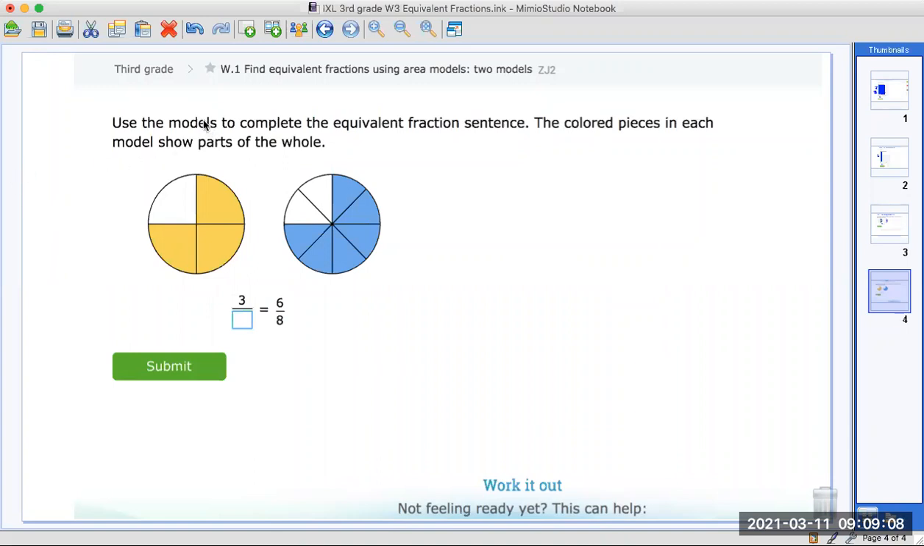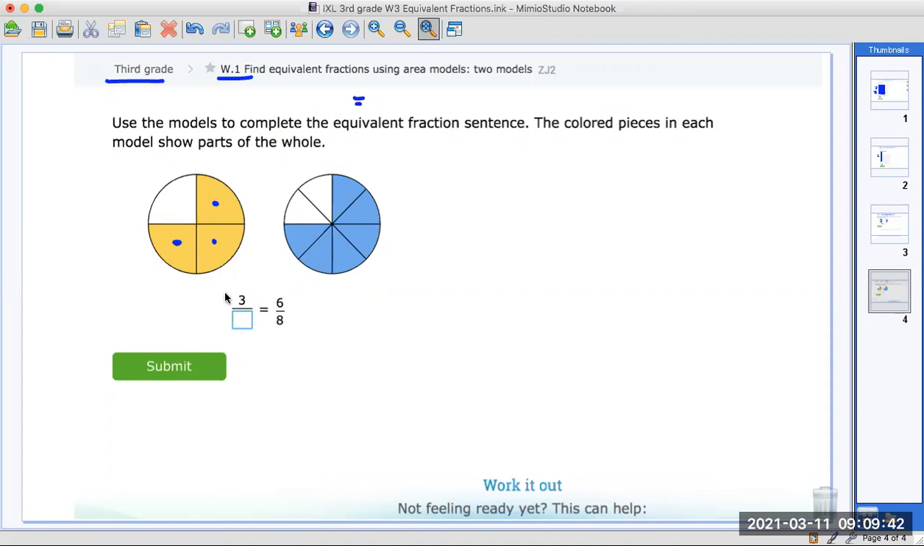Use the models. This is again 3rd grade W1. Use the models to complete the equivalent or same fraction sentence right down here. Okay, that's your fraction sentence. The colored pieces in each model show parts of the whole. The whole is our whole circle. The parts are shaded in. You got 4 parts. 1, 2, 3, 4. You got 3 of those parts colored in.